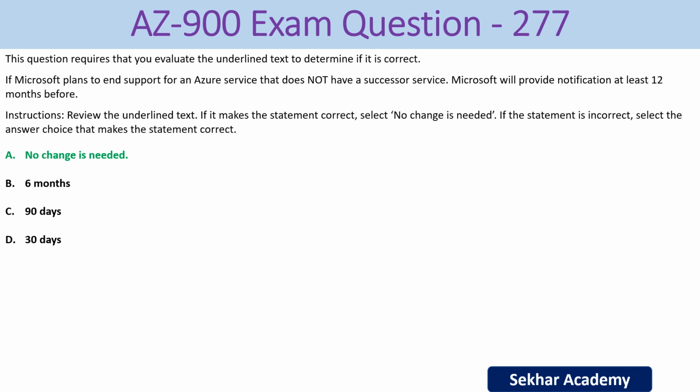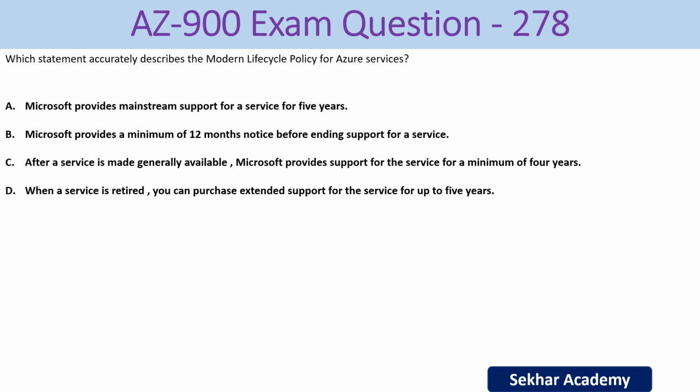The modern lifecycle policy covers products and services that are serviced and supported continuously. For products governed by the modern lifecycle policy, Microsoft will provide a minimum of 12 months notification prior to ending support if no successor product or service is offered, excluding free services or preview features. The right option is A, no change is needed.